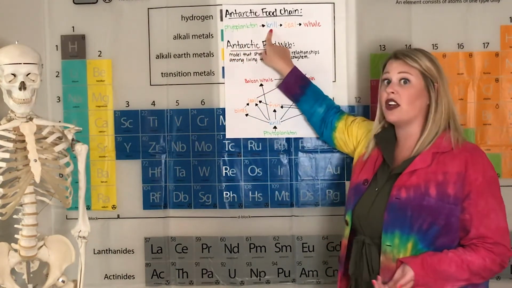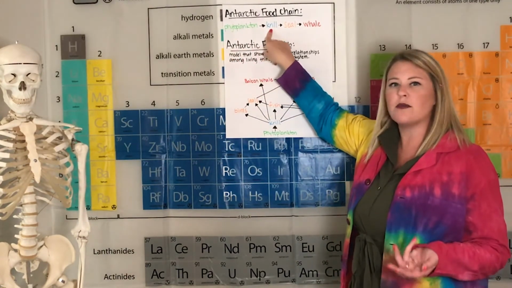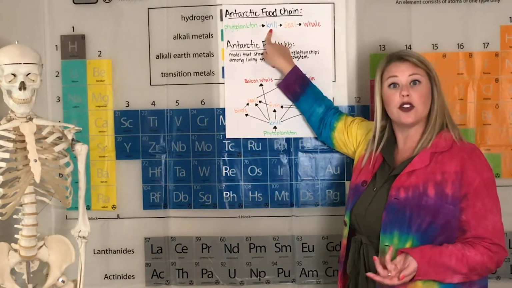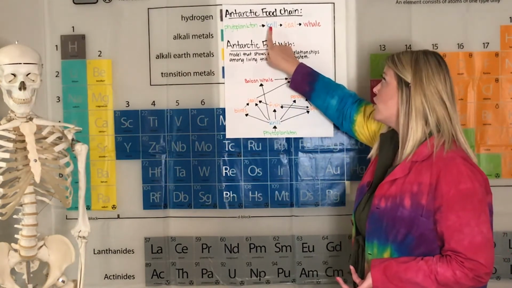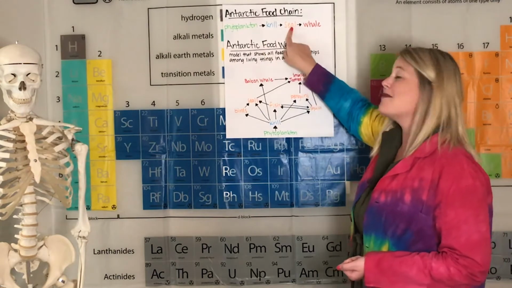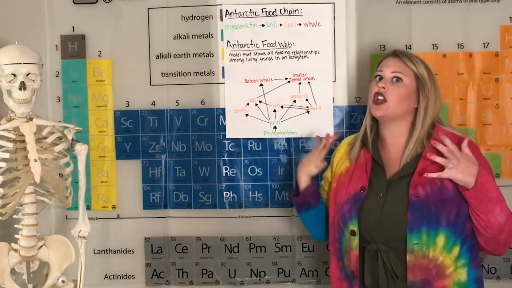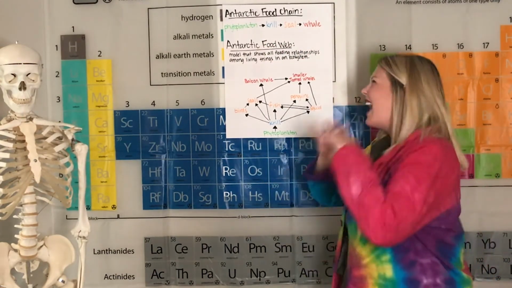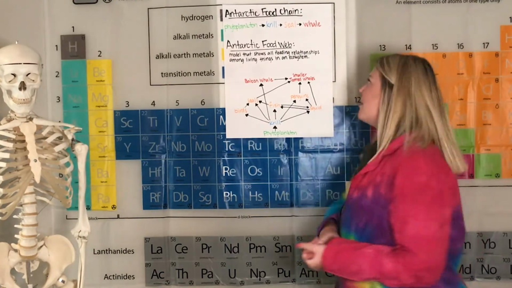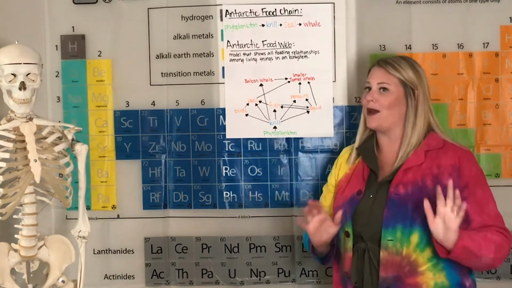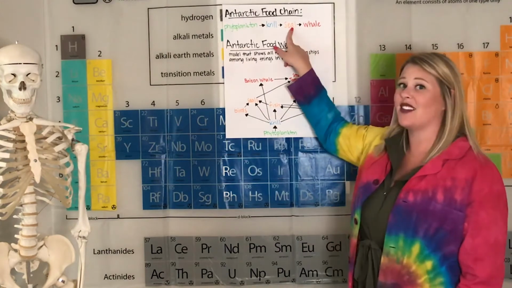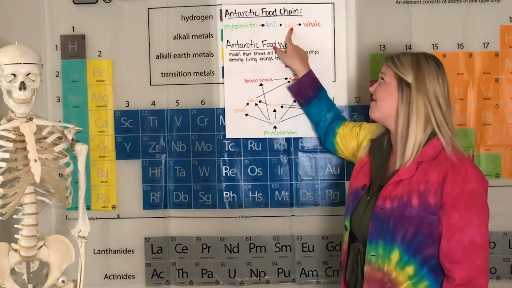Phytoplankton is eaten by krill. Krill are really small organisms that are similar to shrimp. Krill get eaten by seals. Now there's a lot of different kinds of seals, so I kind of just lumped them all together, but for now, seals eat krill. Now seals, they're not at the top of the food chain.